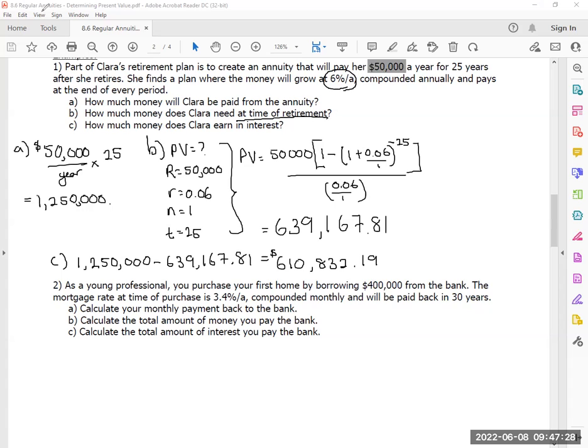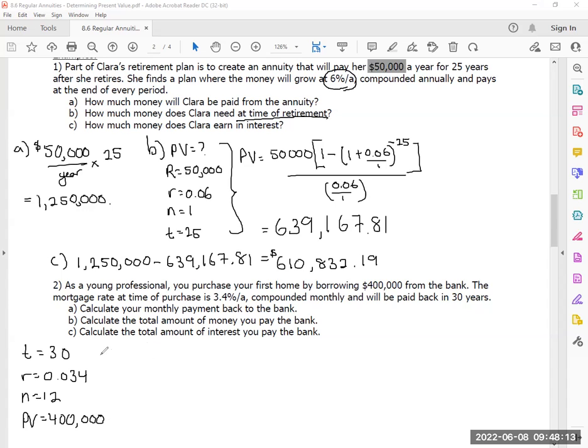I'm going to write all this down right now. My time is 30 years. My R, 0.034. I am borrowing, and I'm doing everything compounded monthly, so that's the 12. I borrowed $400,000 now. My present value is that much. This is the big pot of money that I'm starting with. Do you see why I might label that as PV? I hope.